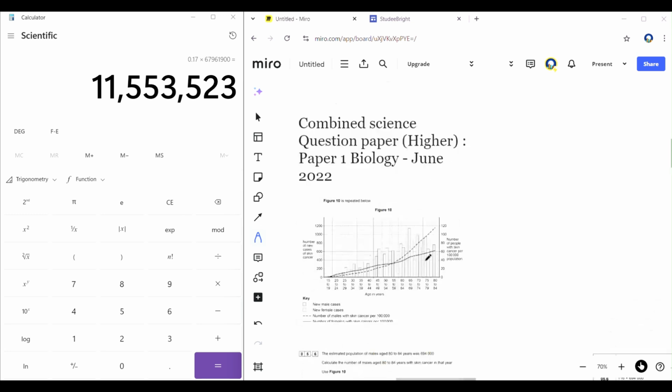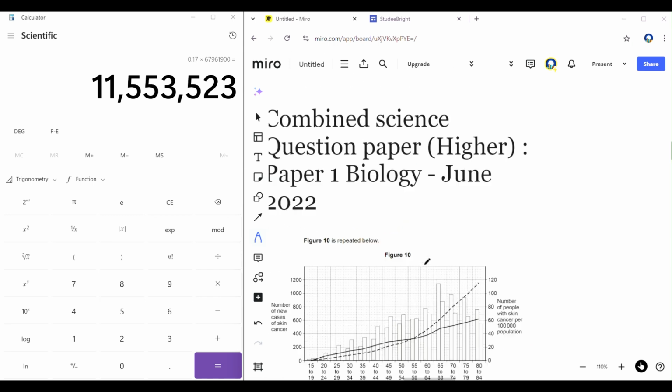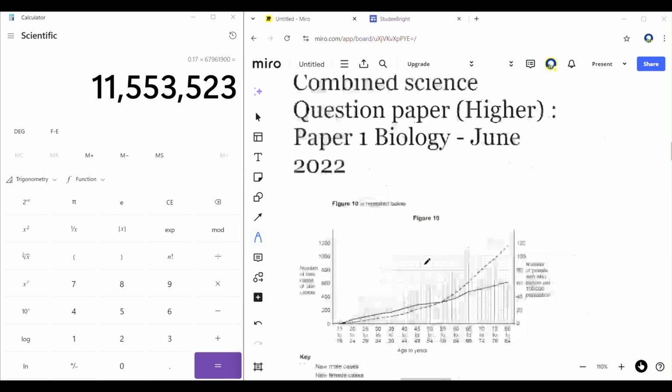By the way, I hope that you are pausing the video and making sure that you can have a go at it before I go over the answer. So it will be very useful for you if you do that. If you have a look at the question, you pause the video and you see if you can work it out. Okay, so this is combined science question paper from June 2022.